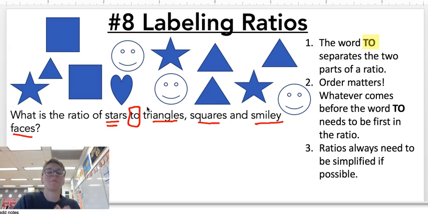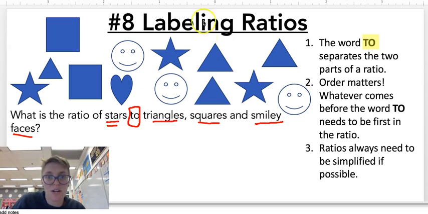On our last FSA, some students got confused by triangles, squares, and smiley faces. It's telling us we need to put those together. Those commas are separating them and saying they're a group. So I want to combine triangles, squares, and smiley faces.